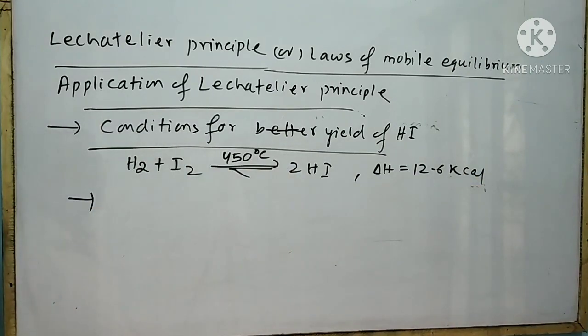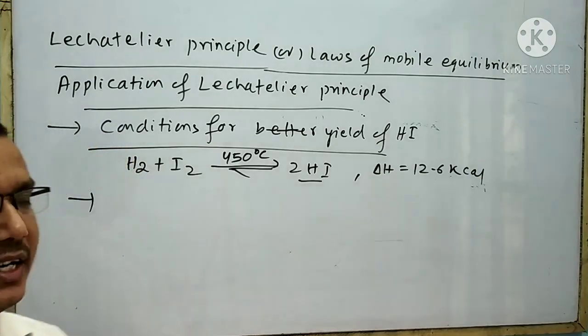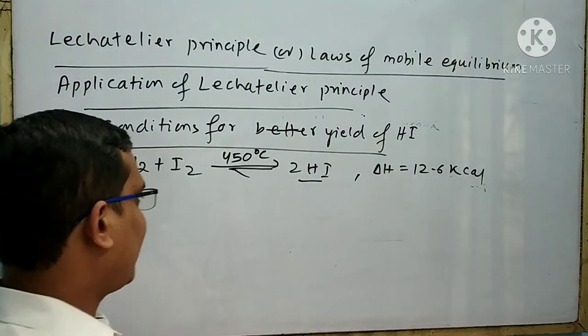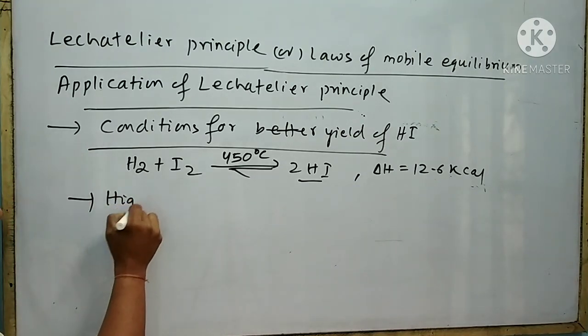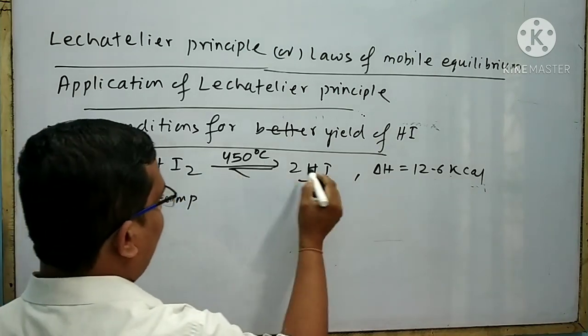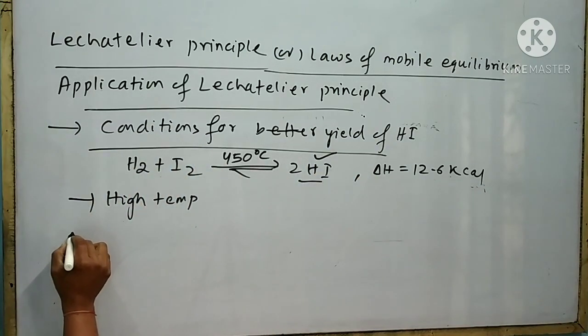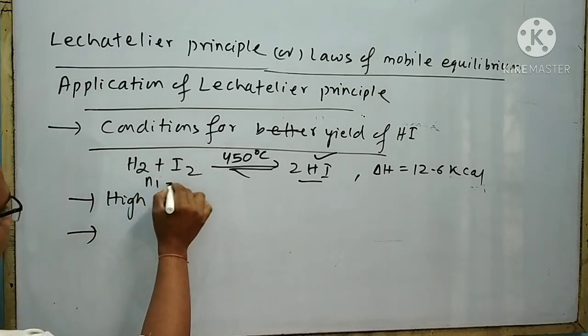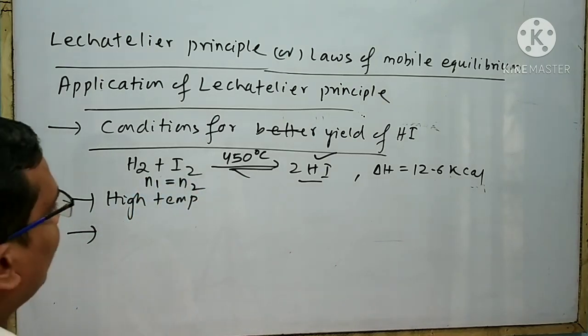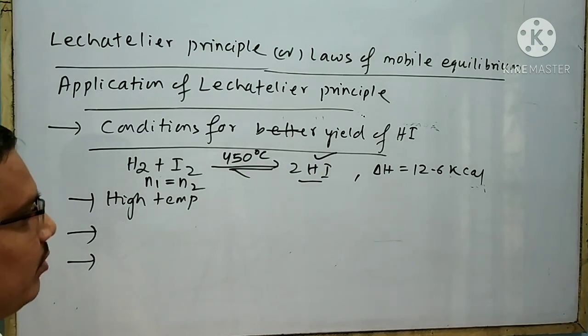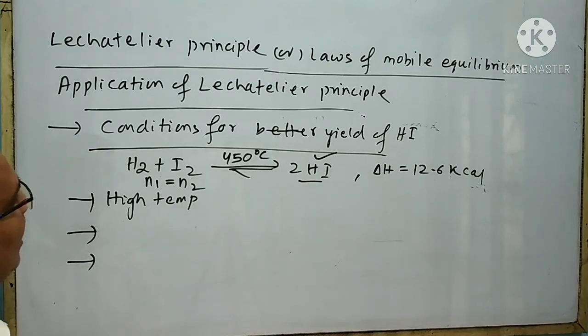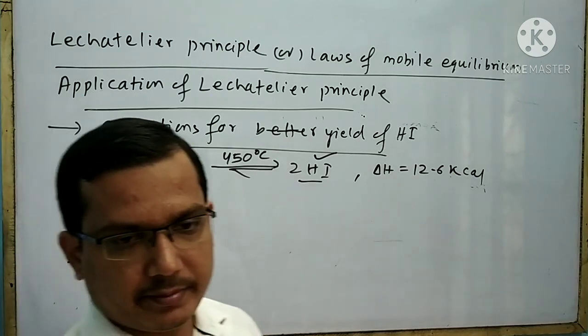What are the conditions for the better yield of HI? For the better yield of HI, we generally follow the forward reaction. For the forward reaction, we generally need high temperature because this reaction is an endothermic reaction. Second condition, look at that, here N1 equal to N2. So the pressure has no effect on this reaction. Third condition, an increase in concentration of H2 and or I2 is more favorable for the better yield of HI. These are the conditions for the better yield of HI.